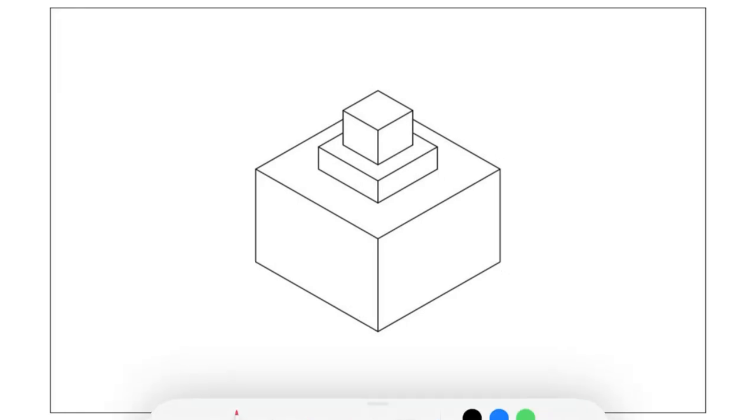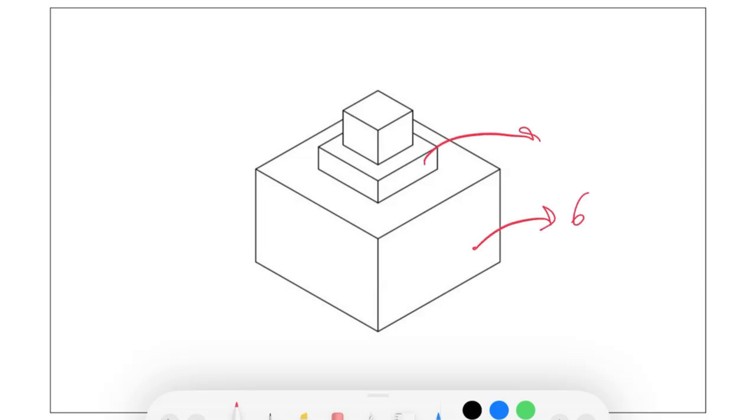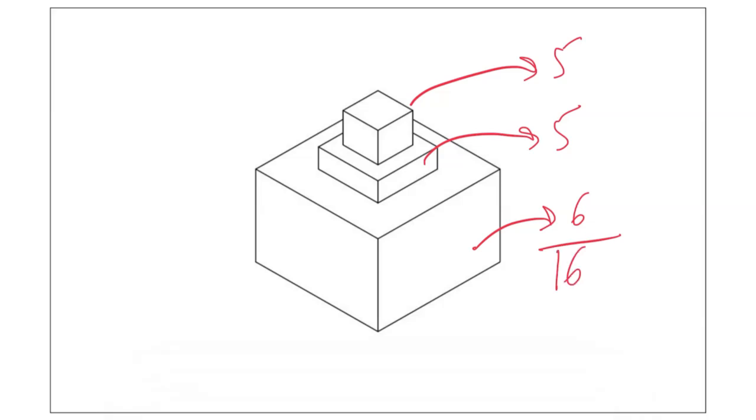So cube is on top, and then there is another cube which is on the top. So we get 6 here, we get 5 here, and we get another 5. What is the addition? Simple addition is 16. This will hardly take you 5 seconds to do. Let's move to the next question.